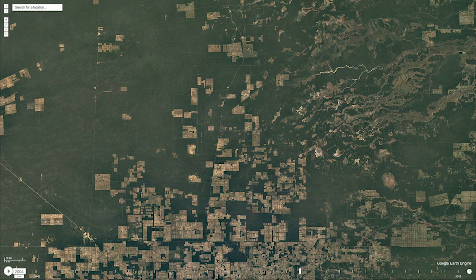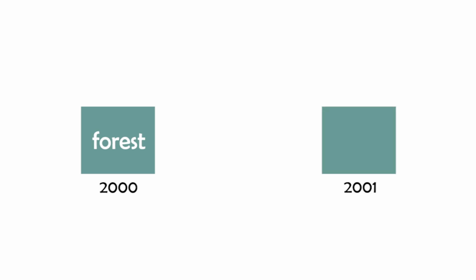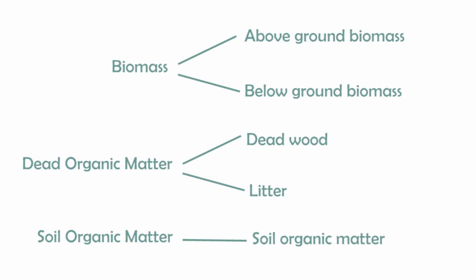Let's look how FLINT deals with one stack. Let's say that on top of the stack is the pixel of 2000, and it is marked as forest. The next pixel is from 2001, and it is also marked forest. So from 2000 to 2001, the forest has grown on that pixel. But by how much? FLINT uses other sources of data to determine how much the above-ground biomass of the forest has grown. There are many possibilities.